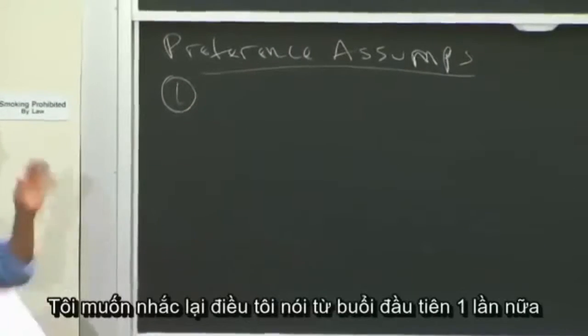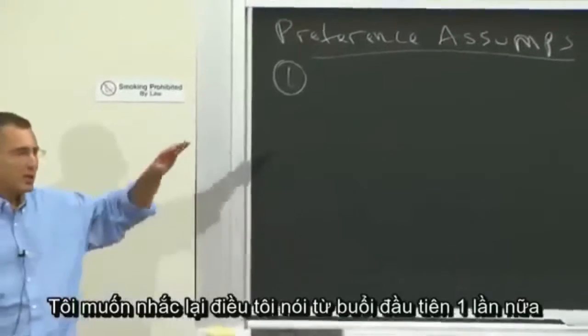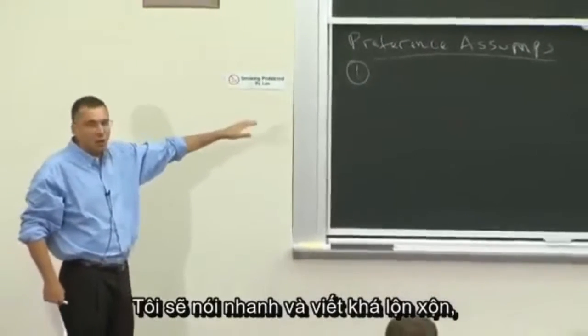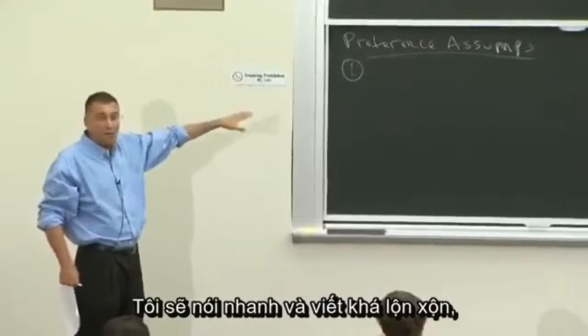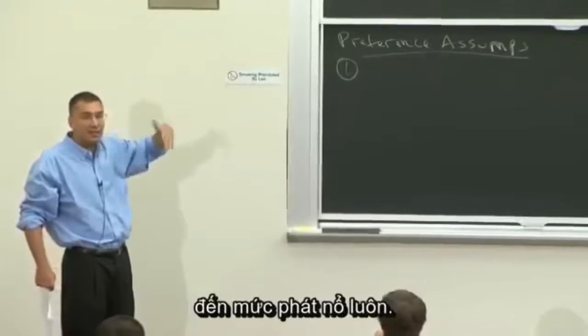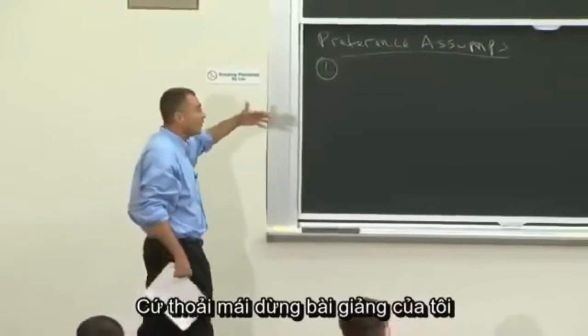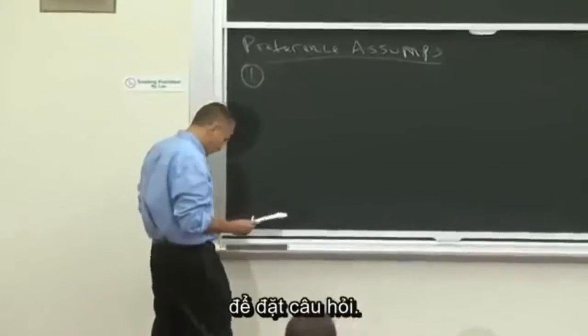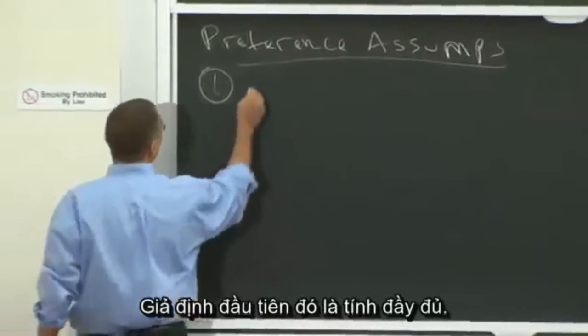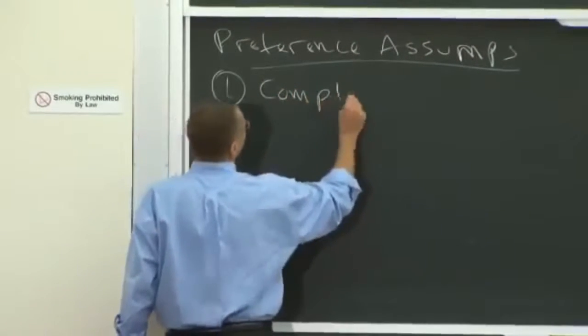Assumption 1. Now, once again, let me remind you from the first lecture, this is getting to some of the harder material. I'm going to write messily and talk quickly, so stop me if anything is unclear. And if you don't stop me, I'm just going to go faster and faster till I explode. So feel free to interrupt and stop me with questions and such. OK, 3 assumptions on preferences. The first assumption is completeness.